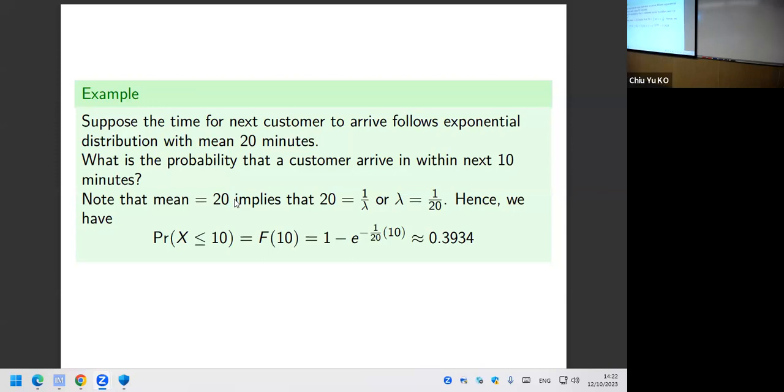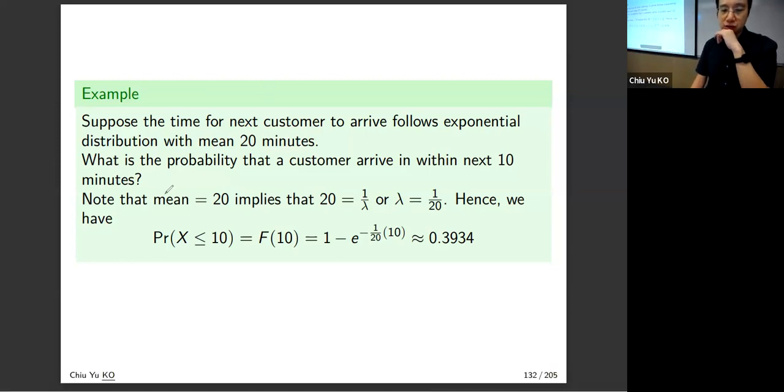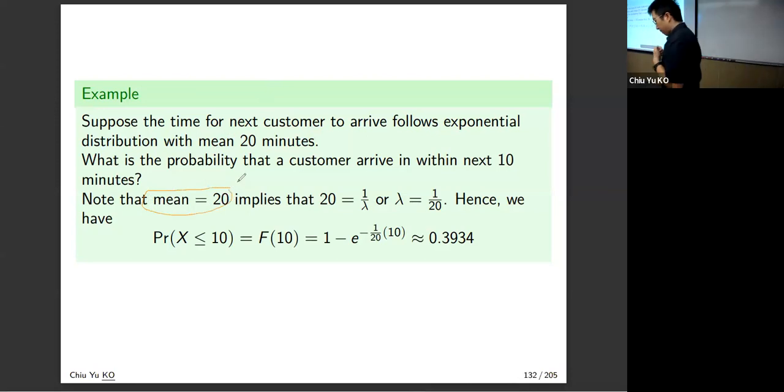Okay, so here's an example: the customer arrives with an exponential mean of 20 minutes. What's the probability the next one arrives in 10? The thing you need to notice is the mean is 20, and do note that the mean is 1 over lambda. Okay, look at the slide. Mean is 1 over lambda.